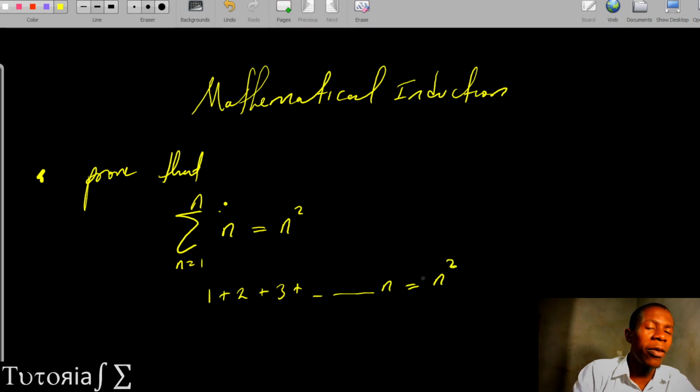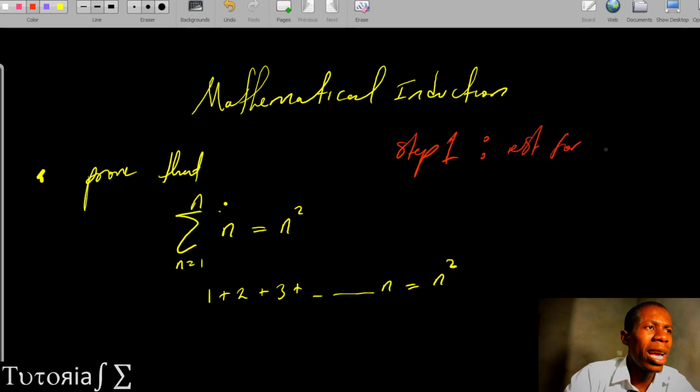Now, right off the bat, we can plug in some values to check if this statement is true, but we can prove this statement to be true or false by using mathematical induction. And mathematical induction has 3 steps. So the first step, step 1, this is where you test for n equals to 1. You will understand later what that entails.